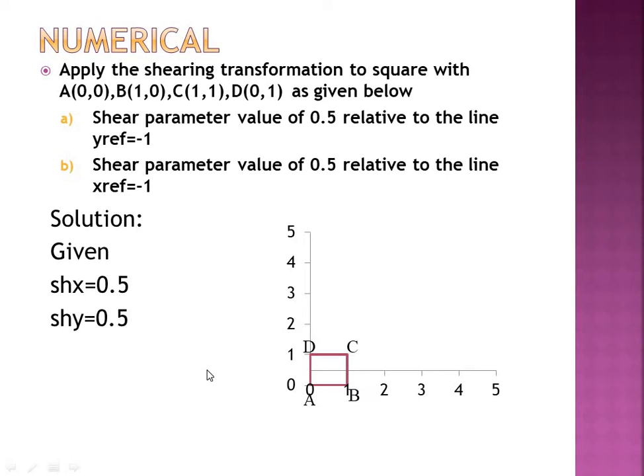So we have to apply x direction shear as well as y direction shear. In the A part, we have to perform x direction shear, and in the B part we have to perform y direction shear. We already have these matrices, we just have to put in the values and then we will get the answer. This is the square given in the question: 0,0, 1,0, 1,1 and 0,1, and the shearing parameter values are given as SHX equal to SHY equal to 0.5.